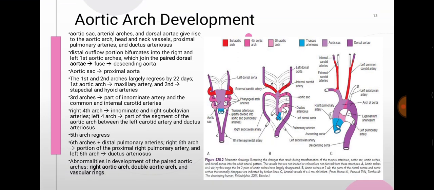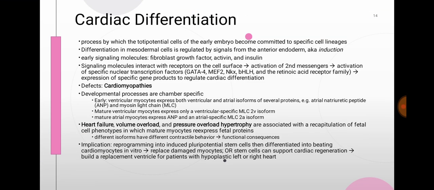So, cardiac differentiation. Aside from other development, cells begin to differentiate. All the cells come from a primitive cell, but later on they differentiate into different types with different functions. If they don't, cardiomyopathies can occur. Research has suggested that problems in cardiac differentiation give rise to heart failure, volume overload, or pressure overload hypertrophy.